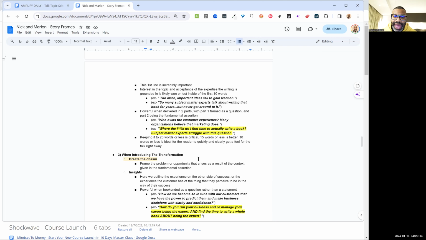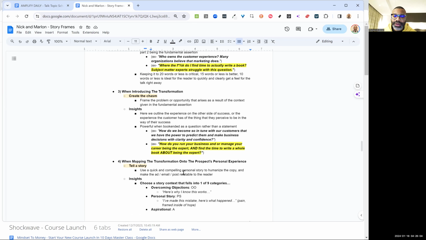Example, how do we become so in tune with our customers that we have the power to predict them and make business decisions with clarity and confidence? Now, in the book writing example, how do you run your business and or manage your career being the expert and find the time to write a whole book about being the expert? Okay? Creating the chasm after we've done the fundamental assertion.